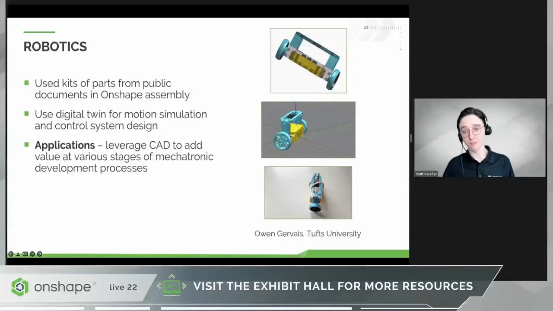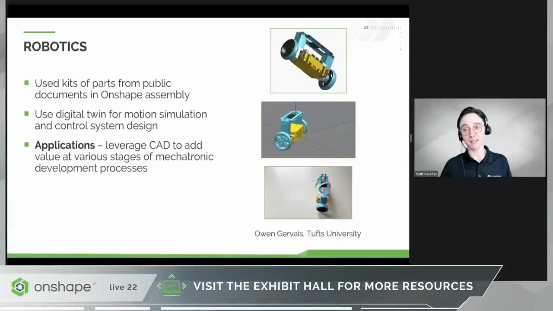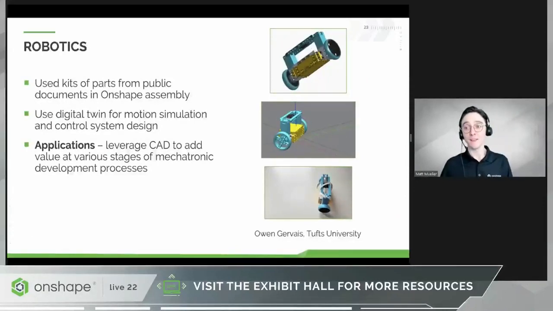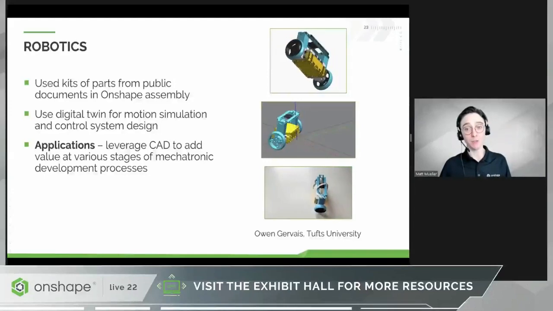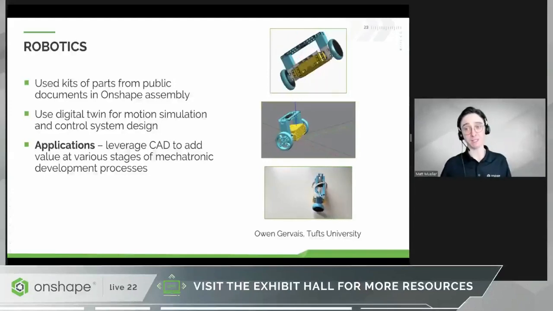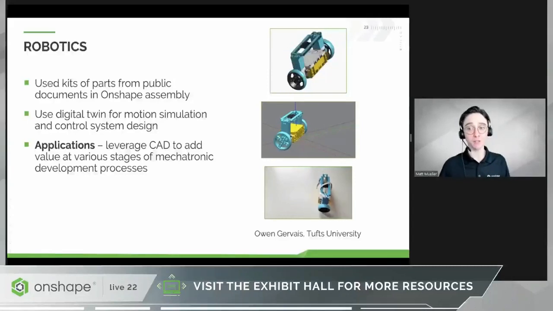And the last field of research I wanted to highlight is robotics and digital twin research. This example is from a student at Tufts University. He was able to easily model this self-balancing Lego robot in an Onshape assembly using the concept of linked documents, pulling part data from a kit of parts already designed in another public document.